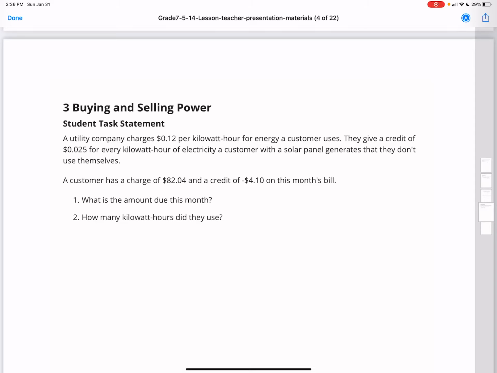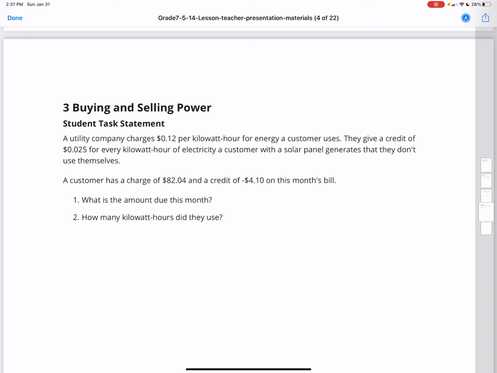All right, guys, let's look at the third student task statement for lesson 14 called Buying and Selling Power. It says a utility company charges 12 cents per kilowatt hour for energy a customer uses. They give a credit of 2.5 cents for every kilowatt hour of energy a customer with a solar panel generates that they don't use themselves. A customer has a charge of $82.04 and a credit of negative $4.10 on this month's bill. They said, what is the amount due this month?